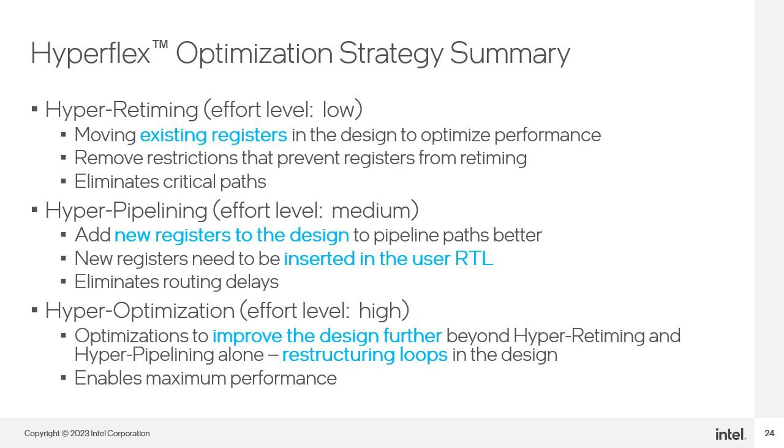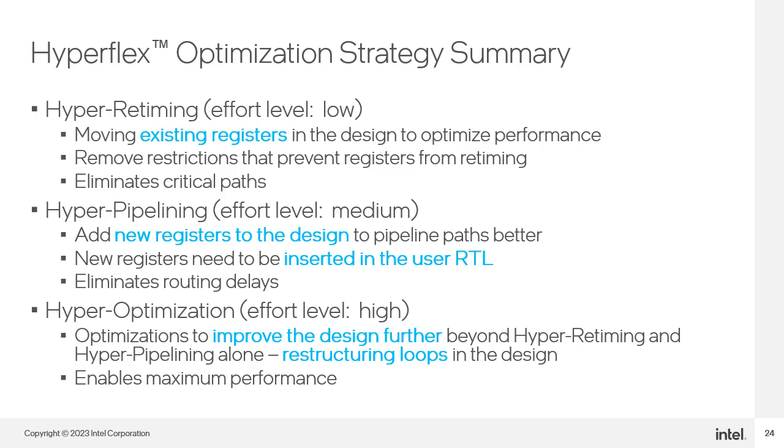Stage 1 is hyper-retiming. Hyper-retiming involves moving existing registers in your design from ALM locations into hyper-registers to cut critical paths and improve overall performance. This is done automatically by the software. But in some cases, due to the architecture of the hyperregisters, it may not be possible to move ALM registers. So hyper-retiming may involve removing certain restrictions that would prevent ALM registers from being retimed into hyperregister locations.